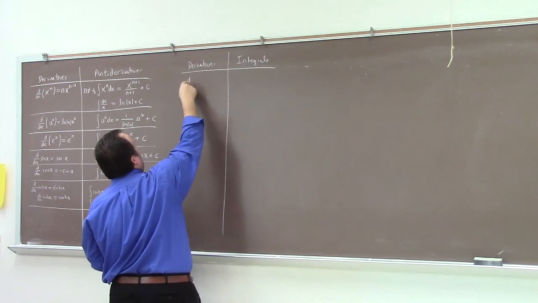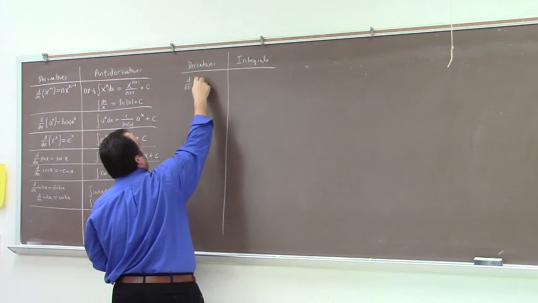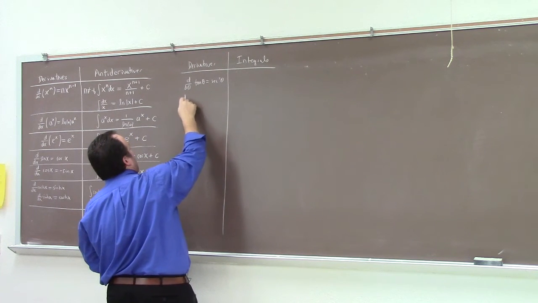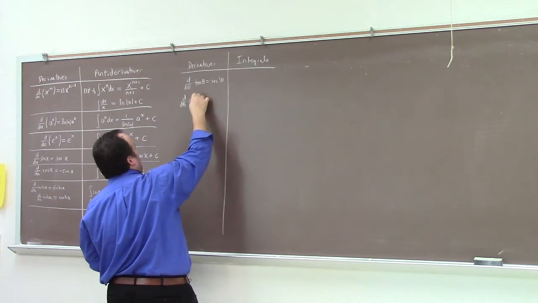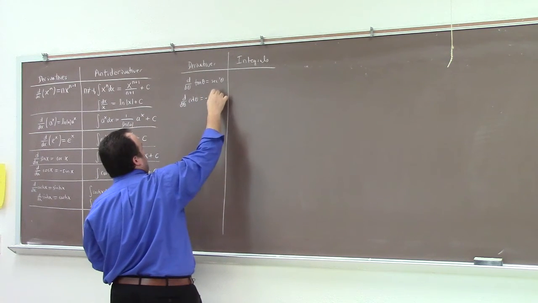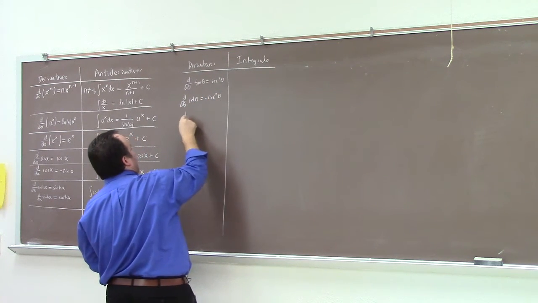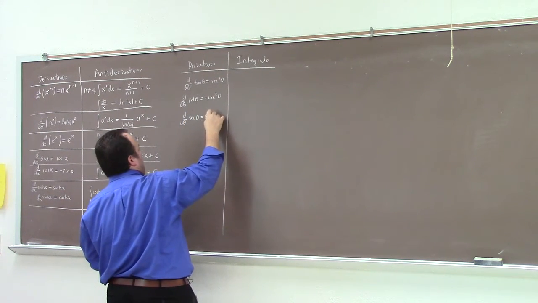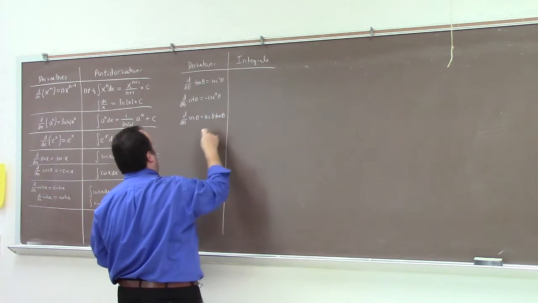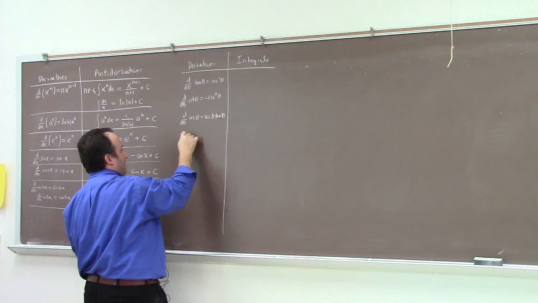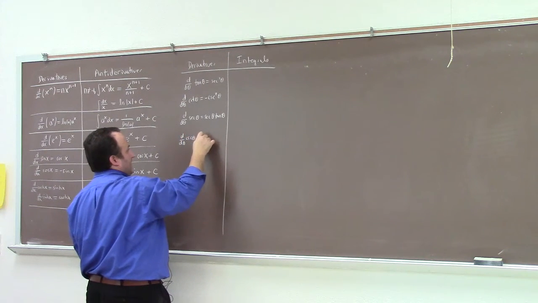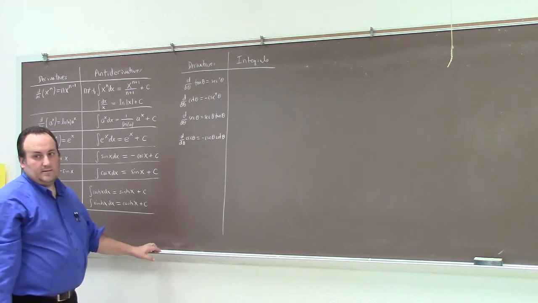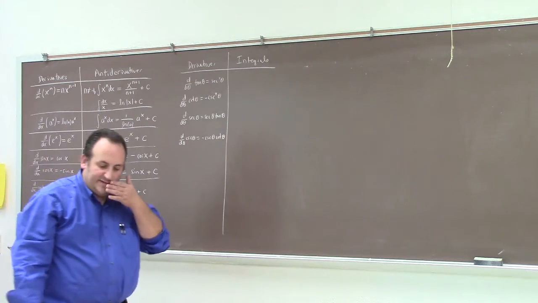So we learned the derivative with respect to theta of tangent theta was secant squared theta. We learned that the derivative of cotangent theta was minus cosecant squared theta. We learned that the derivative of secant theta was secant theta tangent theta. We learned that the derivative of cosecant theta is minus cosecant cotangent, right? Those are all basic rules of differentiation that we should know.